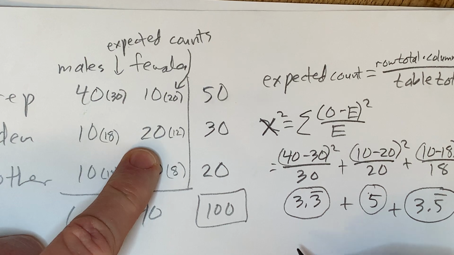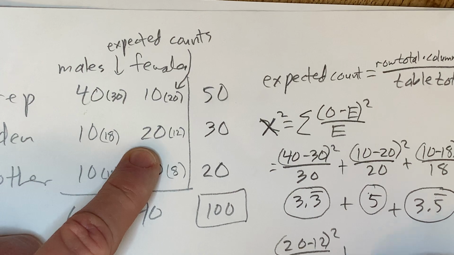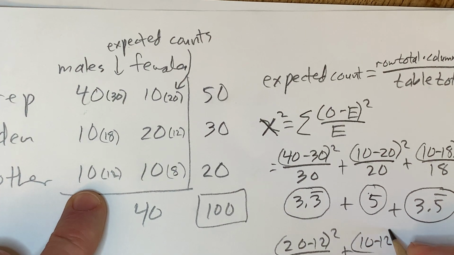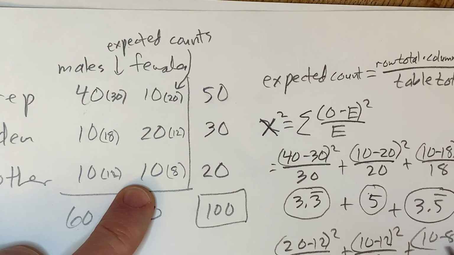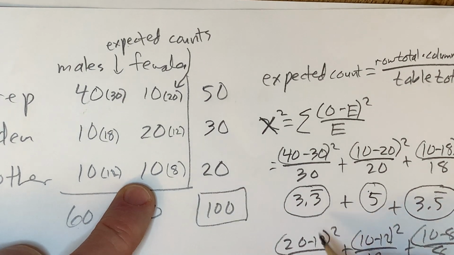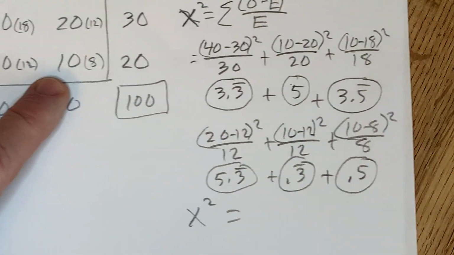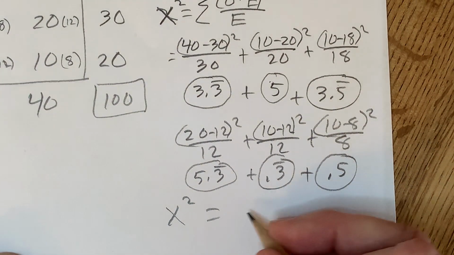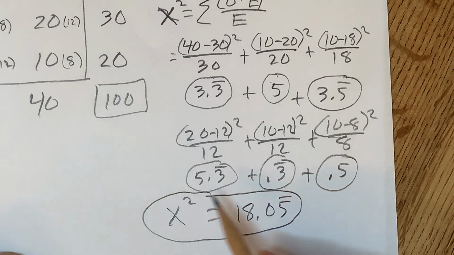This would be for the female Democrats, so that'd be 20 minus 12 squared over the expected 12. That, as it turns out, is 5.3 repeating, and then plus, 10 minus 12 squared over 12, and that just ends up being 0.3 repeating. And then lastly, 10 minus 8 squared over 8, so that would be plus 0.5. If you add up all those numbers that I just circled, that gives you your chi-squared test statistic, which in this case would be equal to 18.05 repeating.